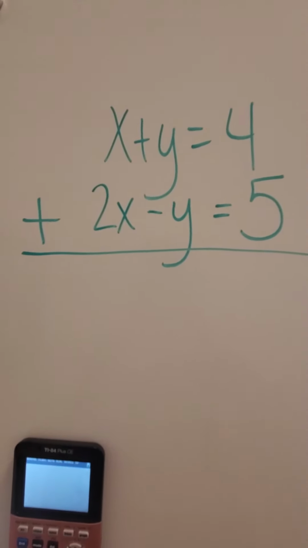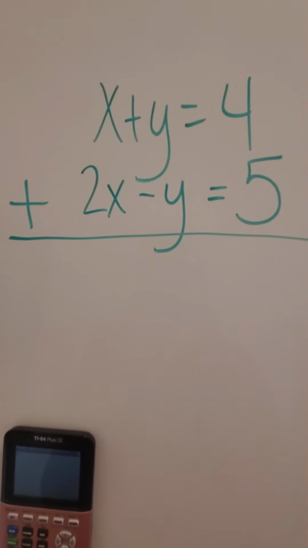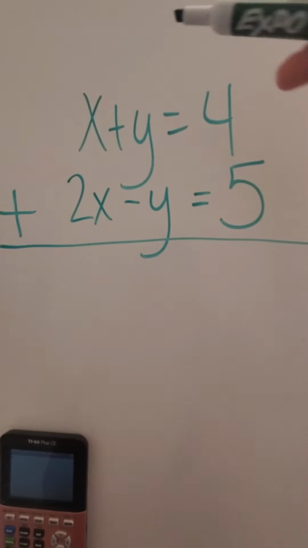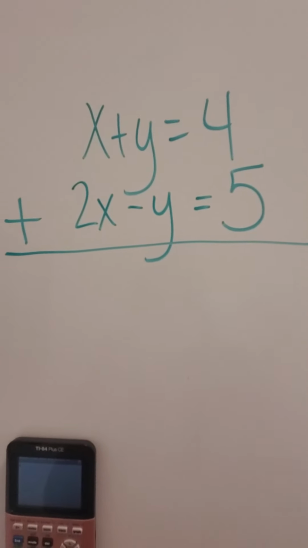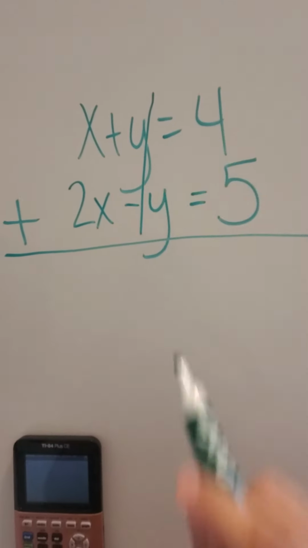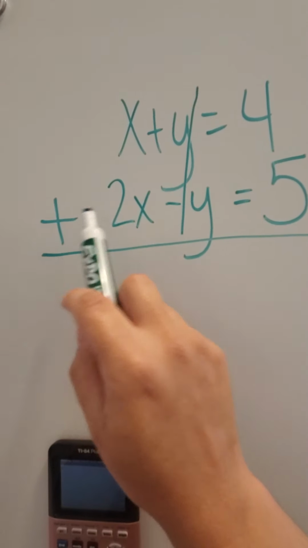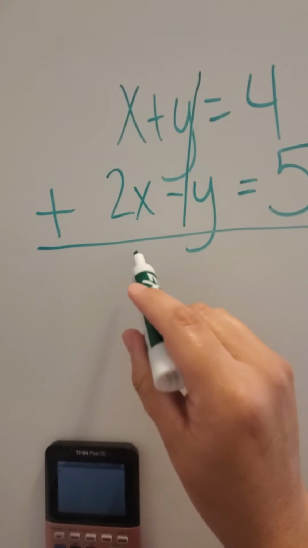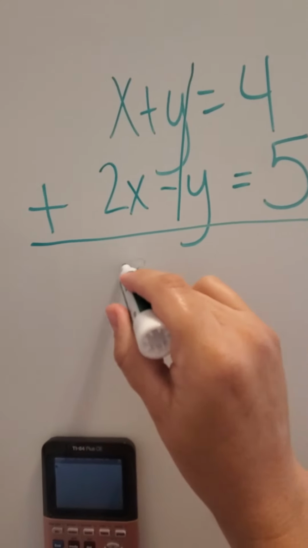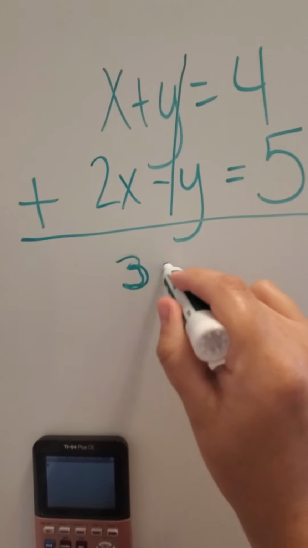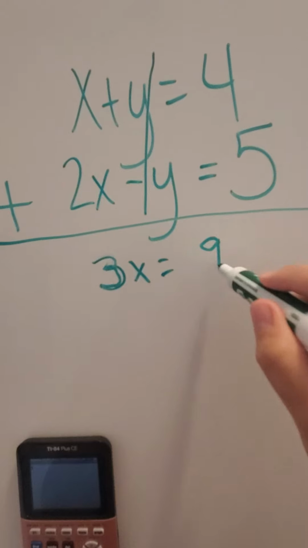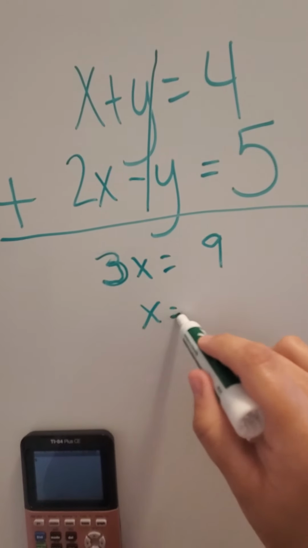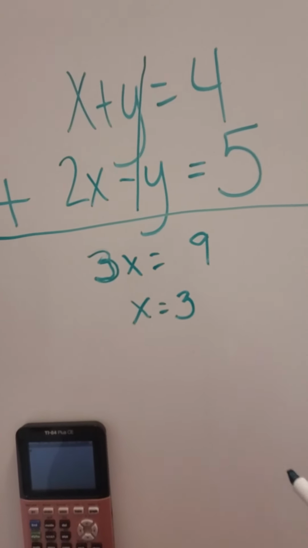Fortunately for our example from earlier when we did graphing, if I add these, I can tell these y's are going to cancel, aren't they? So I cancel out my y's. Now, what's x plus 2x? That's understood 1, right? So that'd be a 3x. 3x equals 4 plus 5 is 9. Then I divide by 3 and get 3. So x is 3, right?